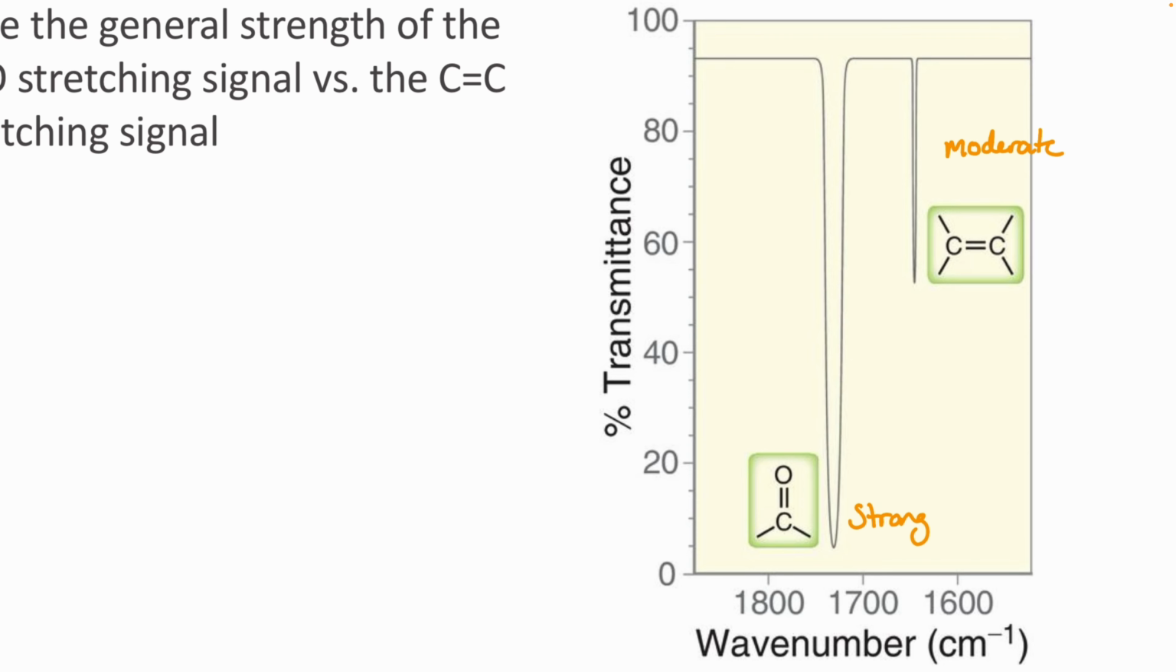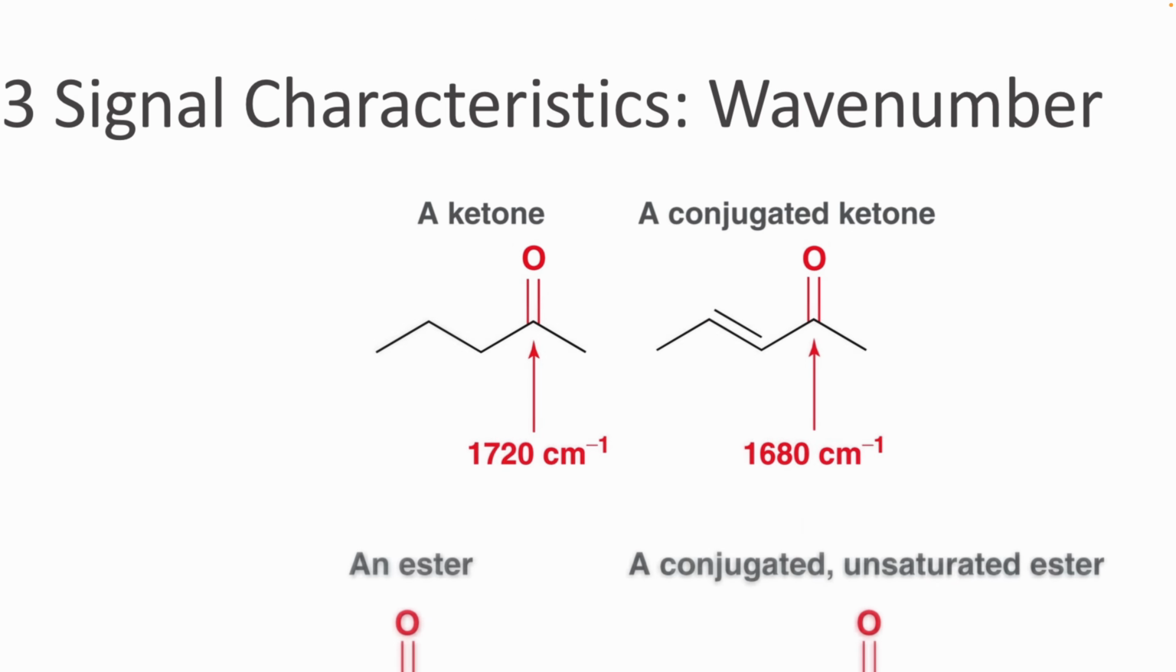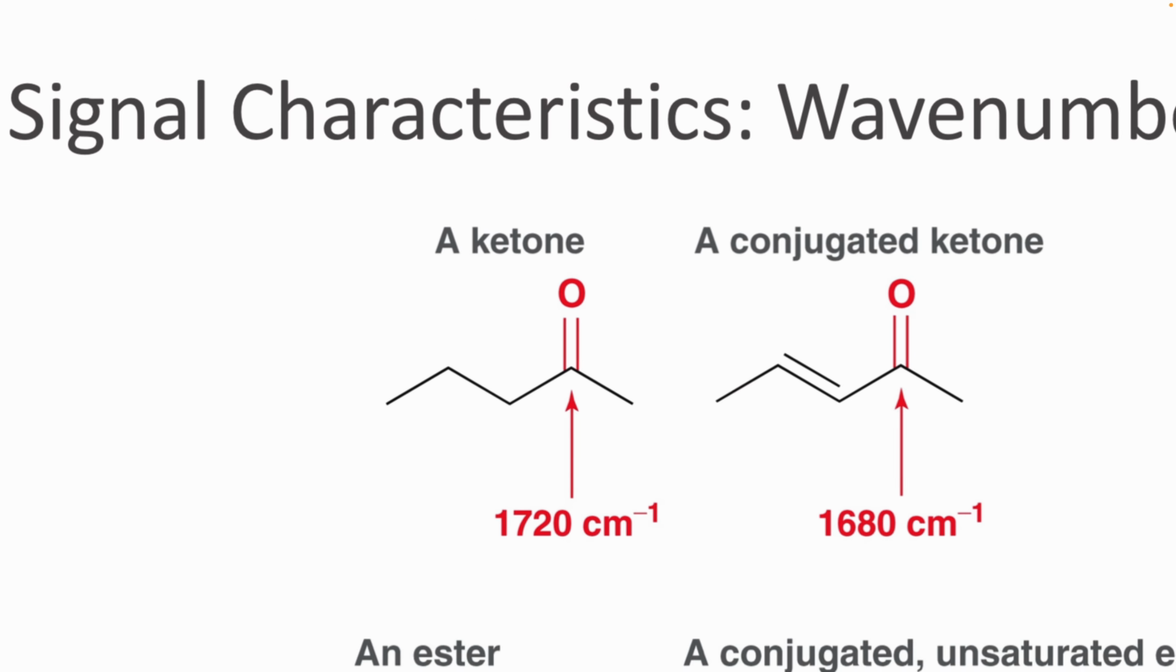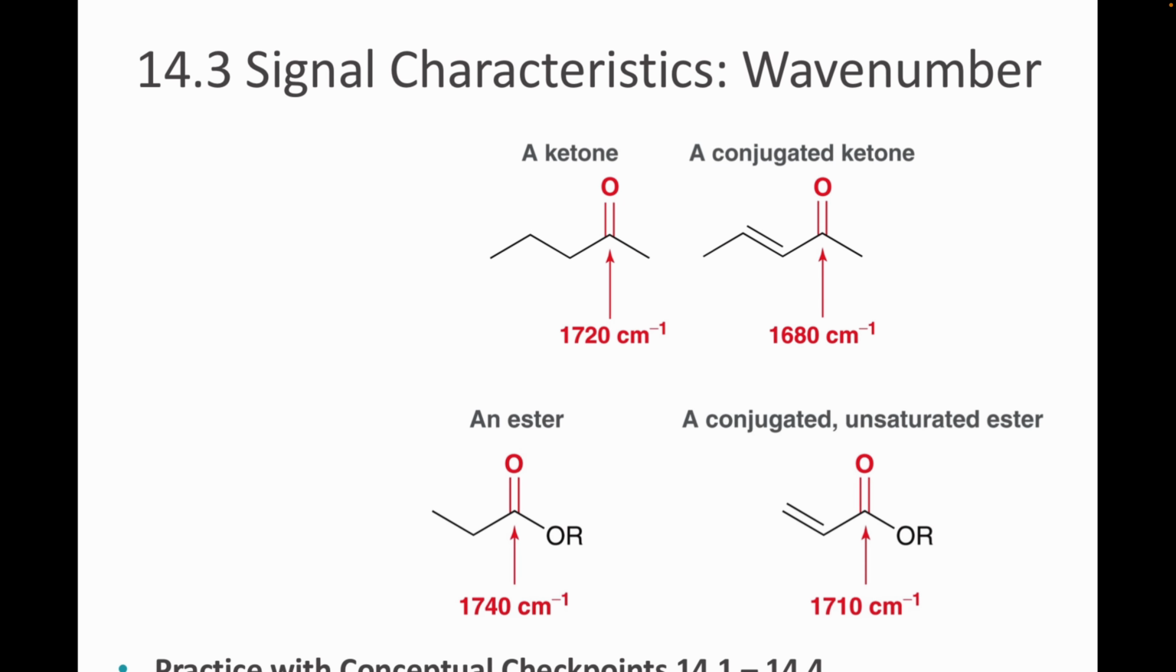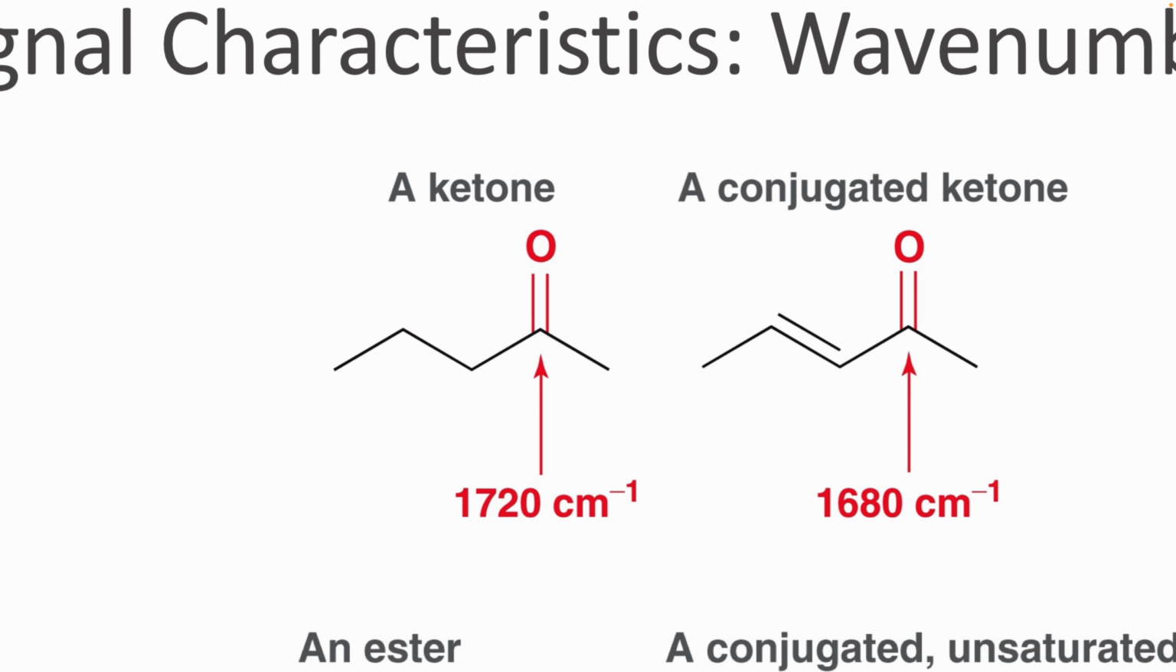The exact position of that peak does give you a little bit of information about the environment of your carbonyl bond. This is kind of getting into the weeds here, but just sort of helpful to note. A normal old ketone will reliably absorb around 1720. If there's a double bond next door, all of a sudden it's a slightly lower wave number that we're absorbing at. So we can kind of distinguish between these two molecules based on exactly where that carbonyl signal is.